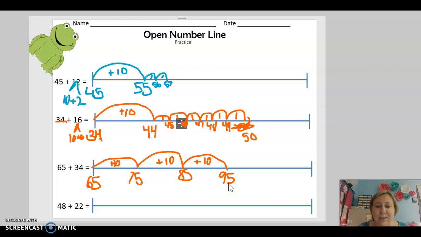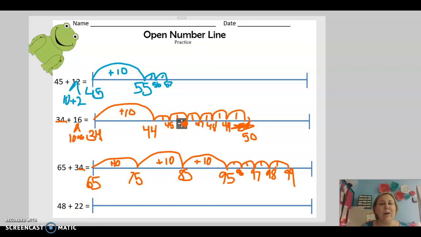Now, I have 4 hops left, because I did 10, 20, 30, and now I'm doing 4 more. So 1, 2, 3, 4. So I'm going to count up by ones. And I have 96, 97, 98, and 99. So 65 plus 34 gets me 99.